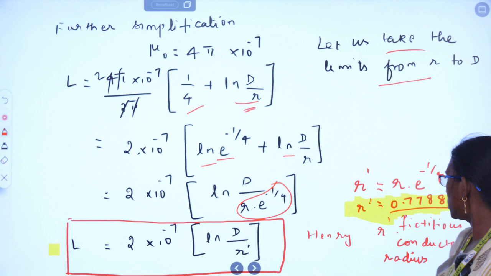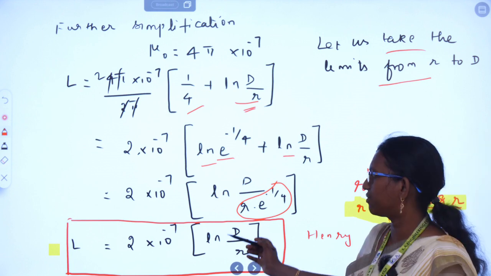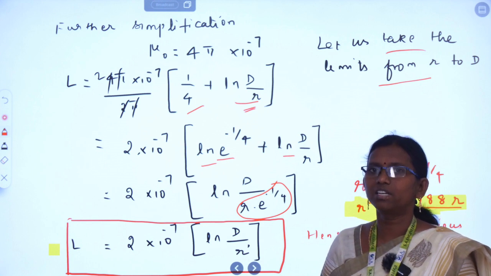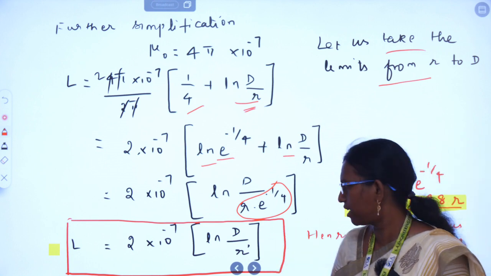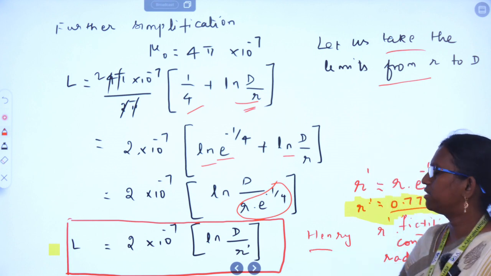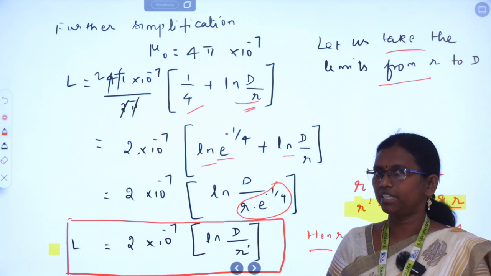So this r dash is nothing but a fictitious conductor radius. So the final inductance of a single current carrying conductor is 2 into 10 power minus 7 ln d by r dash. The unit for inductance is Henry. So this is all about the single current carrying conductor inductance.